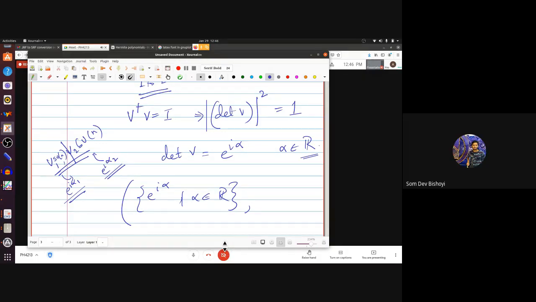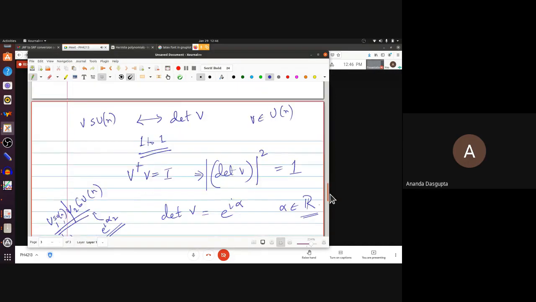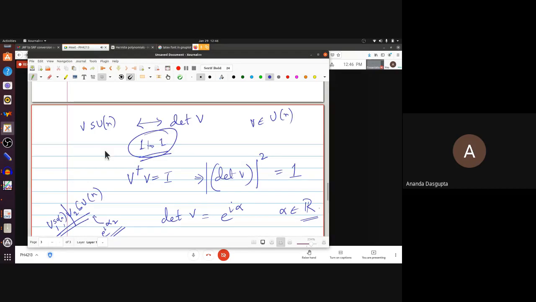Sir, this has in some sense a periodicity, so it cannot be R plus. Good. So as alpha goes over R, that's fine, but this will not be a one-to-one correspondence.